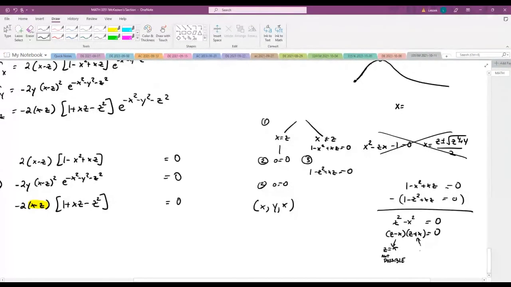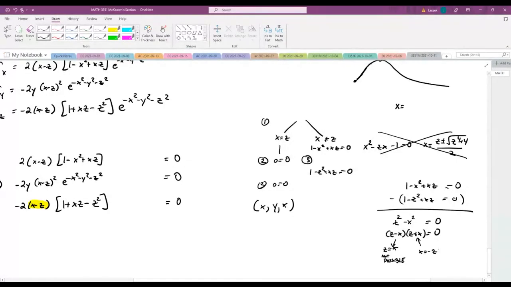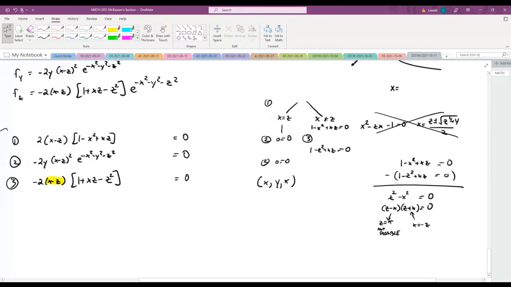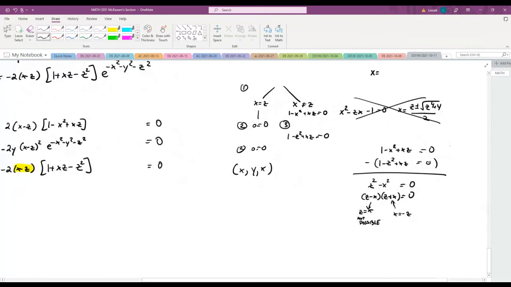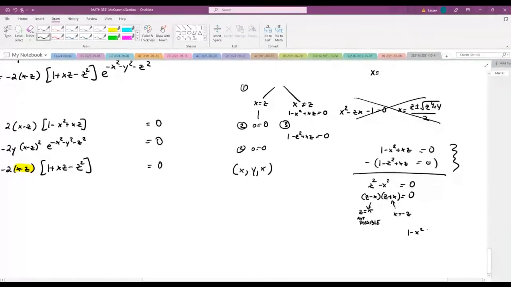Or this is 0, so x has to be the negative of z. Now, if we know that x is the negative of z, can we actually find what x and z might be? Sure. We're looking at a system of 2 equations, 2 unknowns. We have that x equals negative z. Go back to any one of these, say this, and we just replace z with negative x.